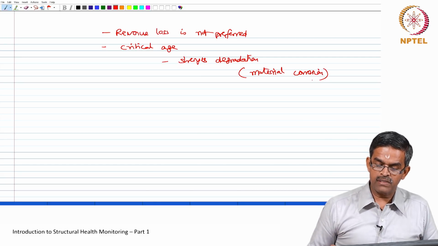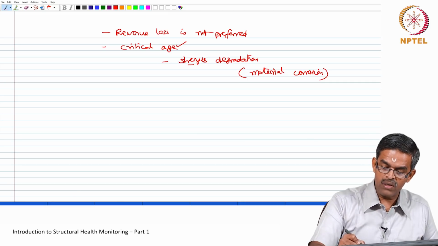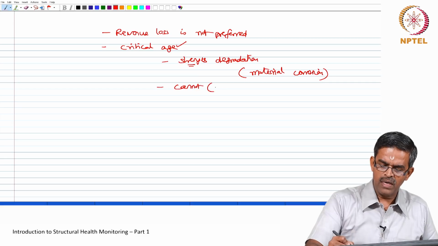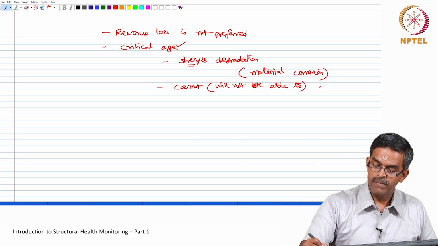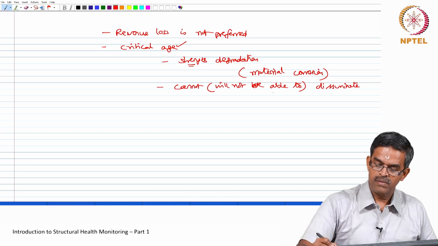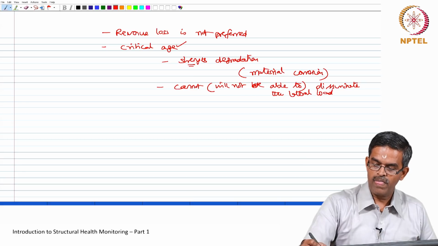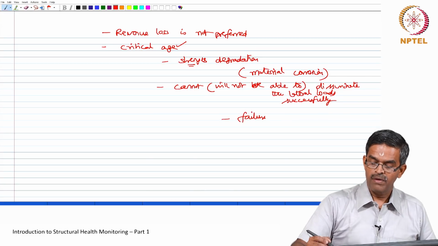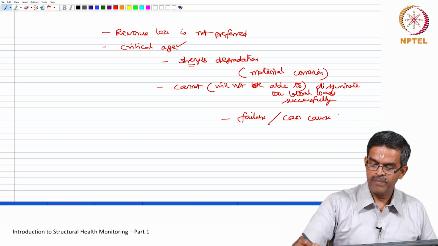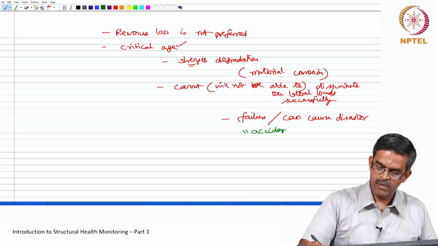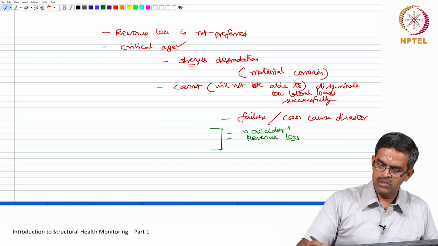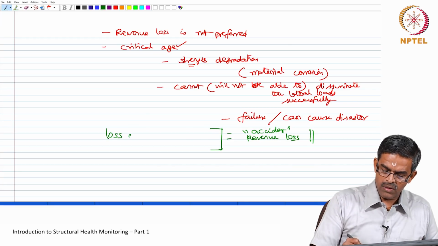As a result, when the structure reaches a specific age, the strength loss happens and the structure will not be able to disseminate the lateral loads successfully. So, there is going to be a structural failure which can cause a disaster. For all you care, it can be called as an accident. For all you know, it is going to be a revenue loss. But what I am bothered more is not these two, I am bothered more is loss of the structural system itself.